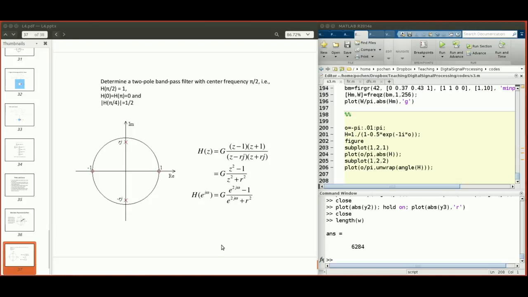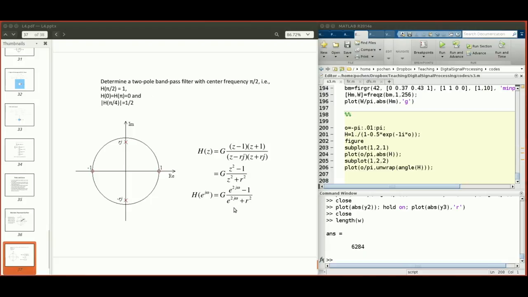Because we are particularly interested in Fourier domain representations, all we have to do is replace z with e to the j omega to convert into the frequency axis, the frequency domain. So big H(z) becomes big H(e to the j omega), and big G times z squared becomes e to the 2j omega, subtract 1. And then z squared becomes e to the 2j omega plus r squared for the denominator. So that's going to be the basic form of our two-pole bandpass filter.